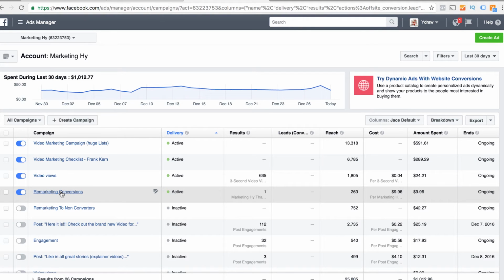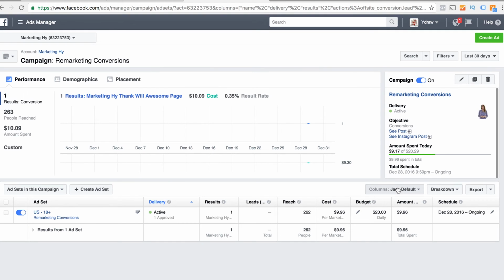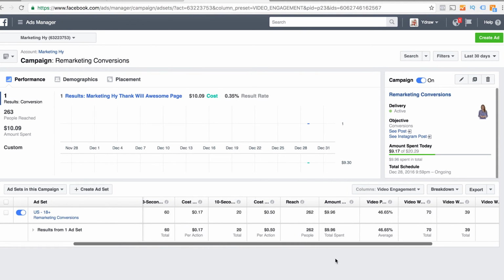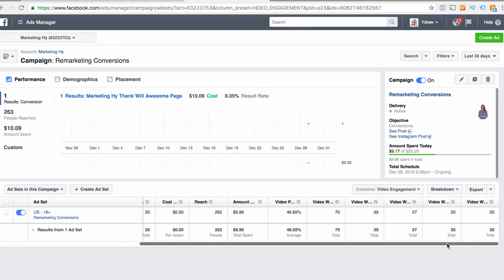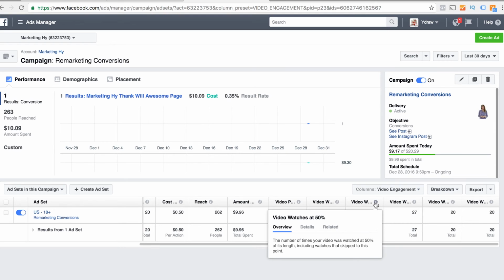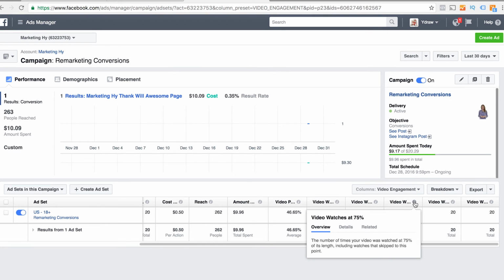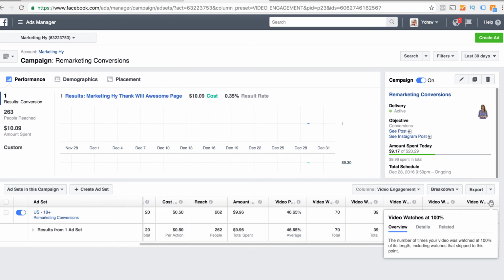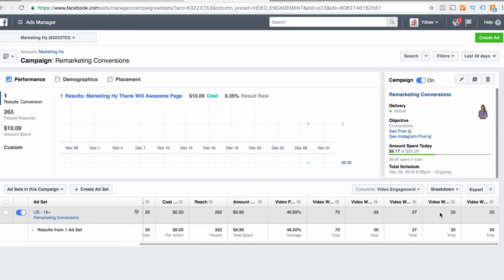Okay, the next thing we're going to look at is the video and check out the dimensions of that. So video engagement. So this particular video is performing well. First thing we look at is percentage of video watched. So 46% of the video has actually been watched. If you look at these tabs, video watch is at 25%, you're at 70, 50% of watch, we're at 39, 75% of the video, we're at 27, 95, 20, and 100%, we are at 20.